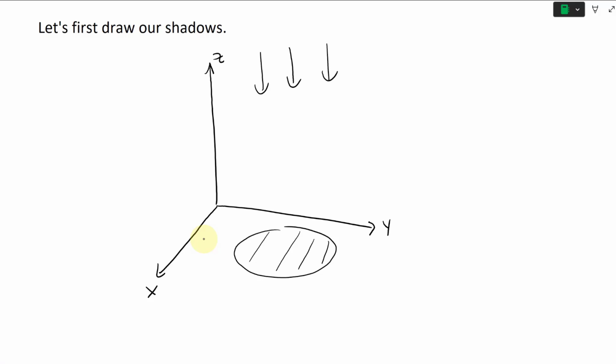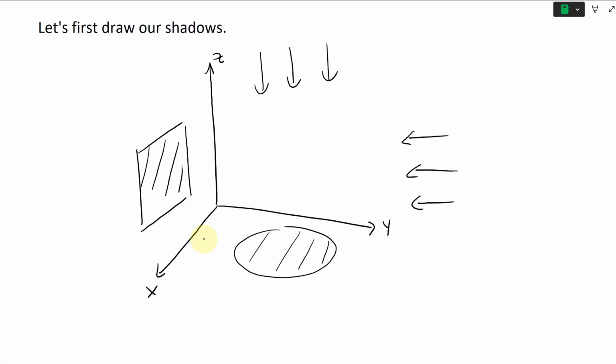Now if we go parallel to the y-axis, so let's go from here to here, we're shining light from there, we're going to get a square, like this. And if we go parallel to the x-axis, we'll make it a bit better, like this, we're going to get an isosceles triangle. And you could shade this in.